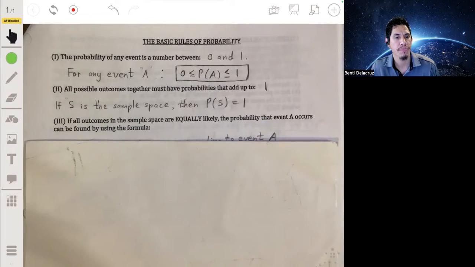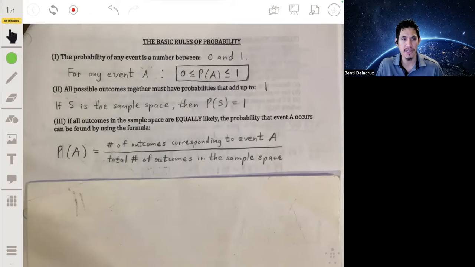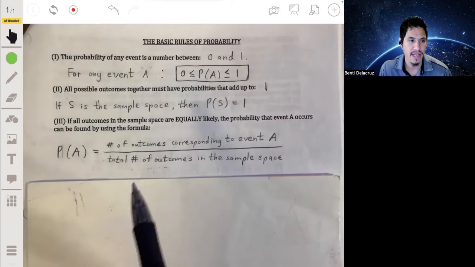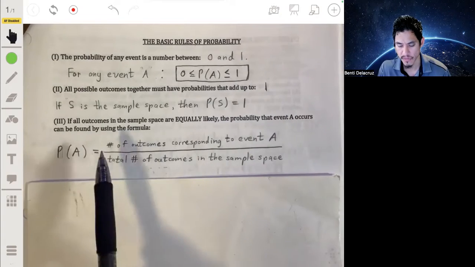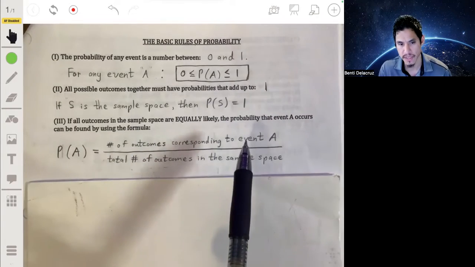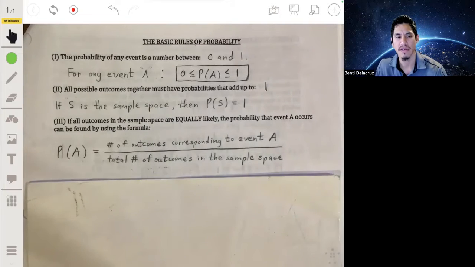All right, third rule says that if all the outcomes in the sample space are equally likely, the probability that an event A occurs can be found by using the formula. So the probability of A is equal to the number of outcomes corresponding to event A divided by the total number of outcomes in the sample space. Now, this seems like a weird rule, maybe a little confusing, but let me just give you an example. So let's say you're rolling a die.